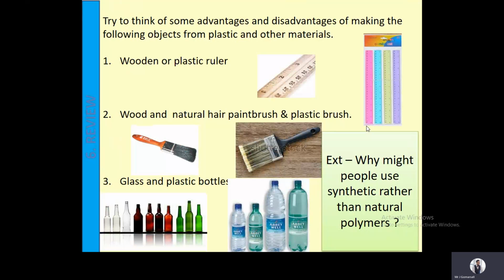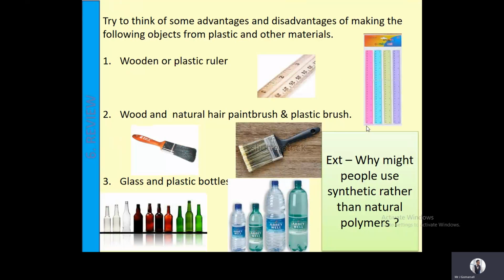What's the advantage? Why might people rather use the wood than the polymer? Why would people maybe rather use the plastic than they would use the wood? Similarly, you can make paintbrushes from wood and natural hair, or just from plastic. So it's 2 different types of plastic on the right hand brush. The handle is one type of plastic and the bristles are a different type of plastic. And then finally, glass versus plastic bottles. What are the advantages and disadvantages?